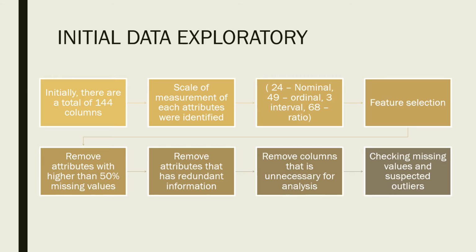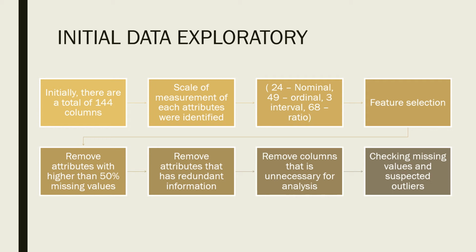Next, initial data exploratory. In this stage, we studied the datasets as a whole. So it is found that there are 144 columns and each attributes is identified. The scale of measurements for each attributes were identified, which is 24 of the attributes are nominal, 49 are ordinal, 3 are interval, and 68 is a ratio scale.